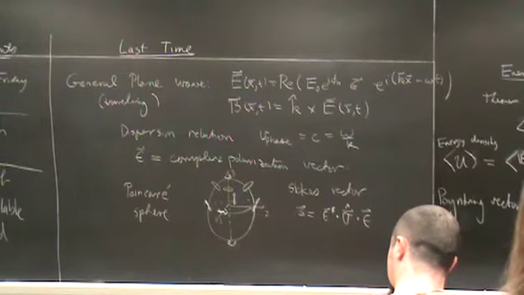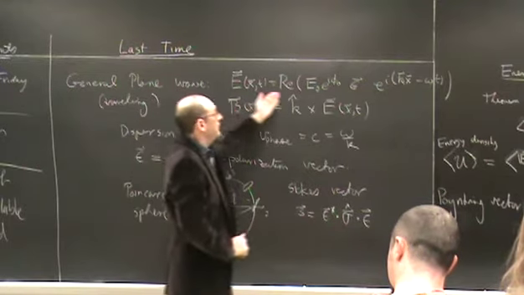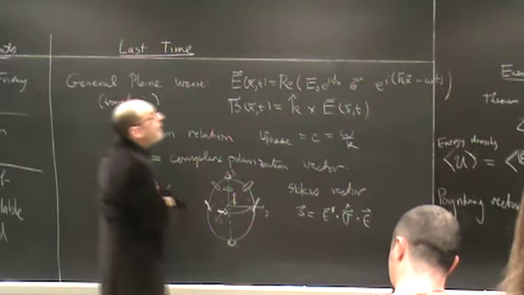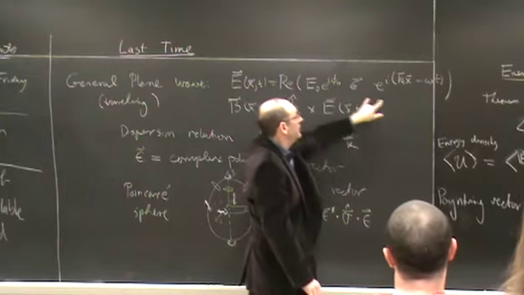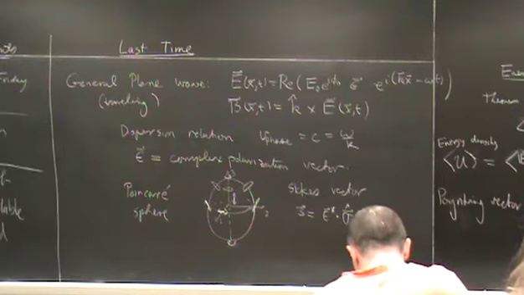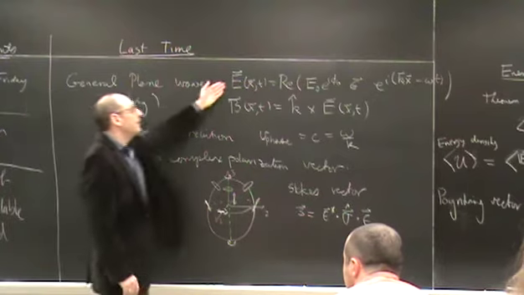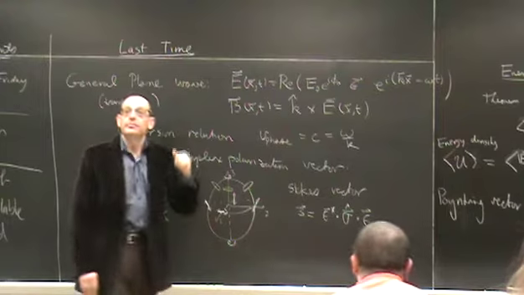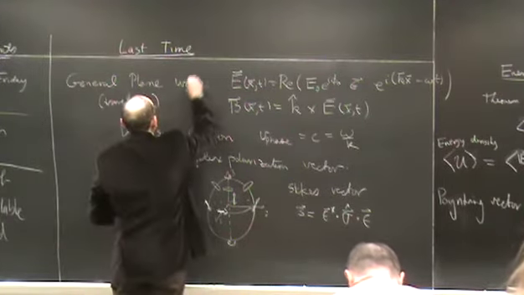A traveling plane wave that we can write down can be expressed in this form: the real part of a complex vector, which has a complex amplitude, a complex polarization, and the complex phase factor associated with the propagating plane wave. So that's the electric field, and the magnetic field is determined from the electric field according to Maxwell's equations in free space. So this is a general plane wave in vacuum.